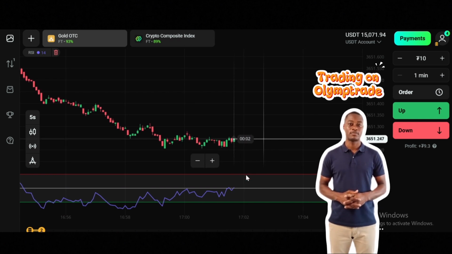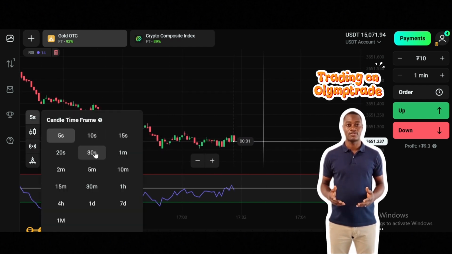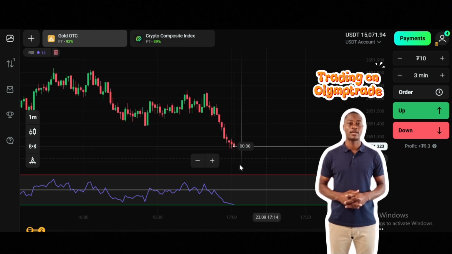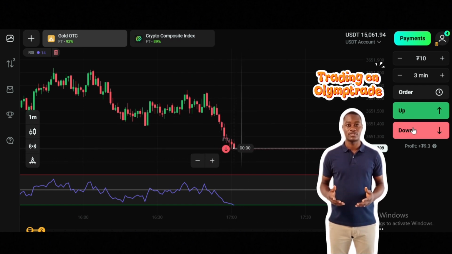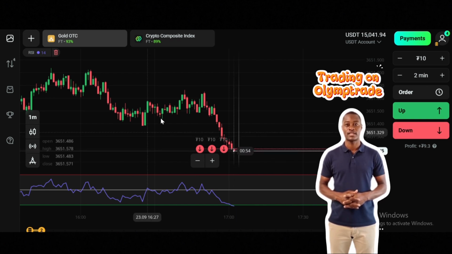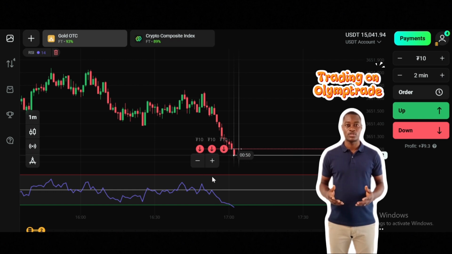For best results, match your trade duration with the chart time frame. On a 1-minute chart, set trades for 3 to 5 minutes. On a 5-minute chart, set trades for 10 to 15 minutes. Now here's a powerful tip. RSI works best when you trade in the direction of the trend. If the overall trend is upward, focus more on UP trades when RSI is oversold. If the overall trend is downward, focus more on down trades when RSI is overbought. This way, you're not fighting against the market's bigger direction, you're working with it.